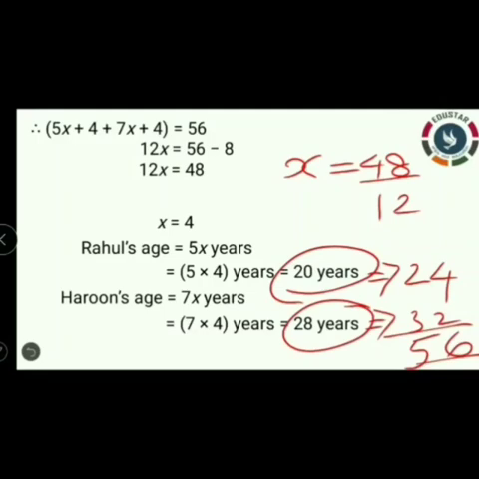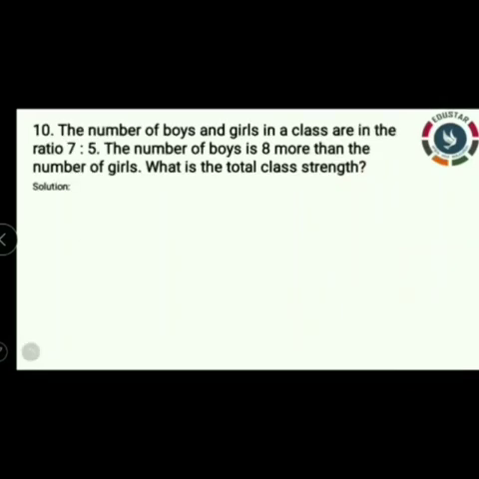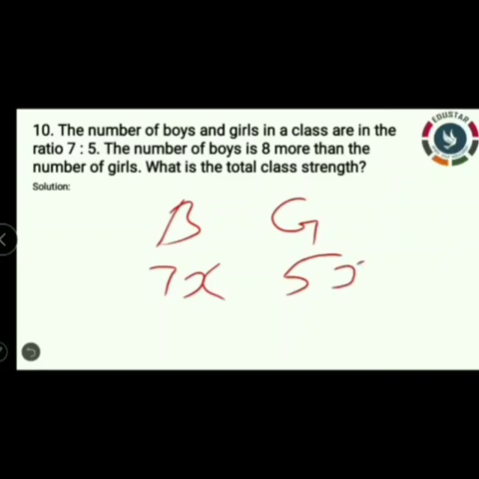I hope you all are clear. And next question, the 10th one. The number of boys and girls in a class are in the ratio 7:5. The number of boys is 8 more than the number of girls. What is the total class strength? Here, the ratio of boys and girls is given as 7:5. So ratio means what we will consider in the next step: 7x and 5x.